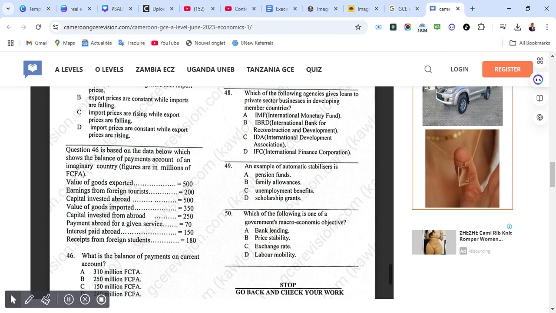An example of automatic stabilizers is, correct answer is C, unemployment benefits. The last but not the least, which of the following is one of a government's macroeconomic objectives? Correct answer is B, price stability. So that is it about our revisions of economics advanced level paper 1 2023.